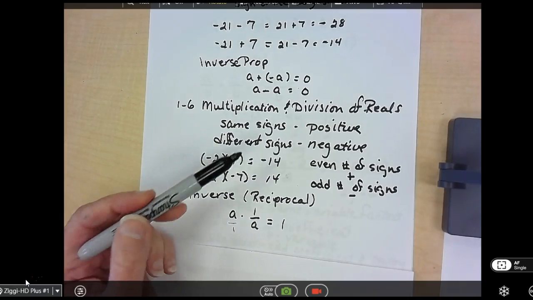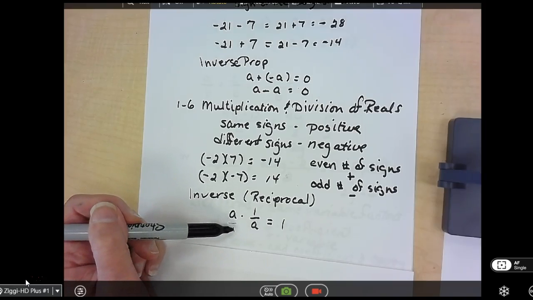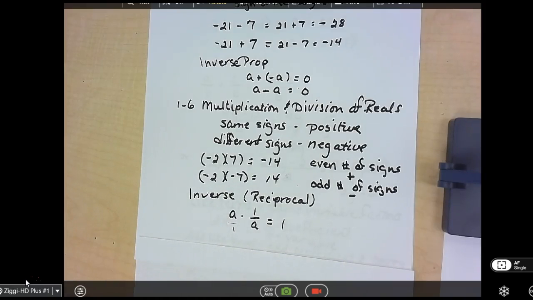Anytime you're solving an equation in multiplication and division, you have to either multiply or divide. So that's where we would use the inverse property. That's all the notes for 1-5 and 1-6.